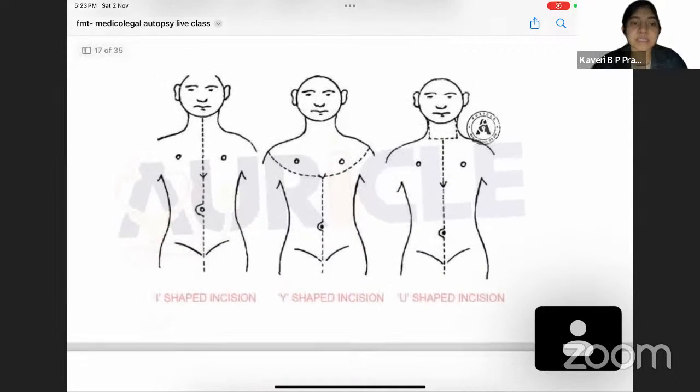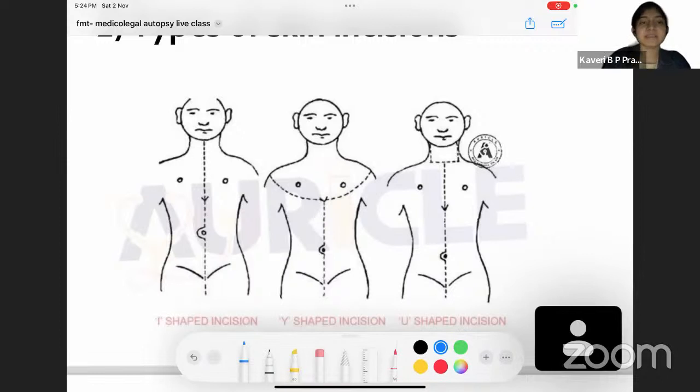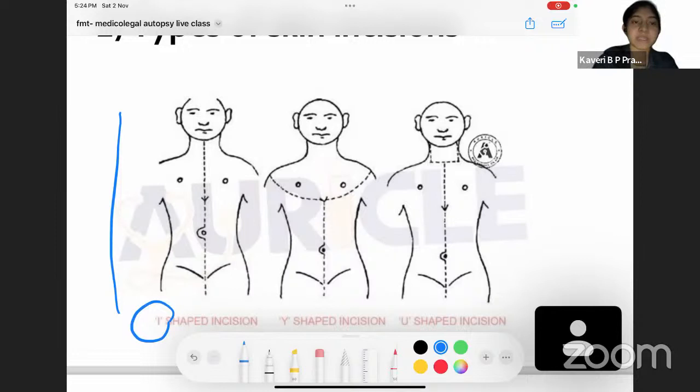If you look at this image, the first one is a straight line, so it is called the I-shaped incision. How does it look? It extends from the chin region as a straight line, and near the umbilicus a right or left turn is taken, and then it goes up to the pubic symphysis. So it starts from the chin, goes straight down the center of the thorax and abdomen up to the umbilicus, takes a turn, either right or left, mostly right, and goes to the pubic symphysis.